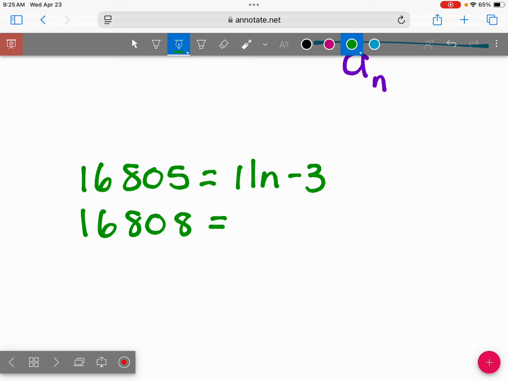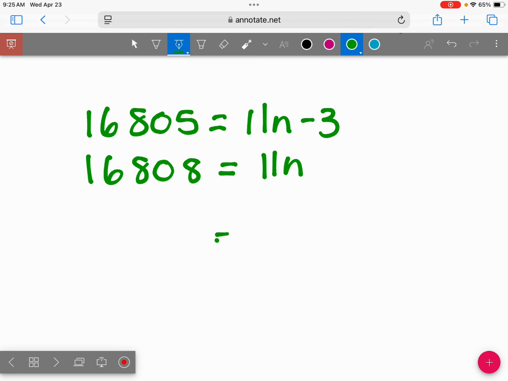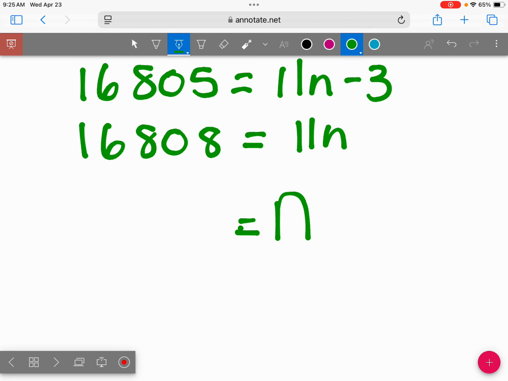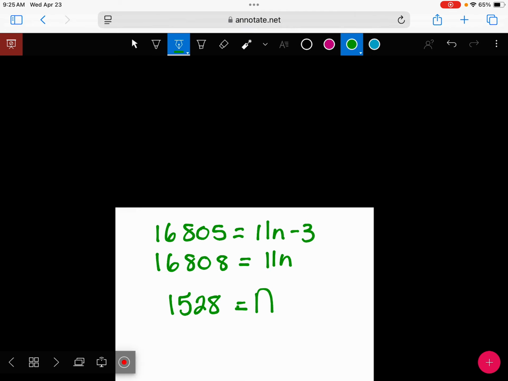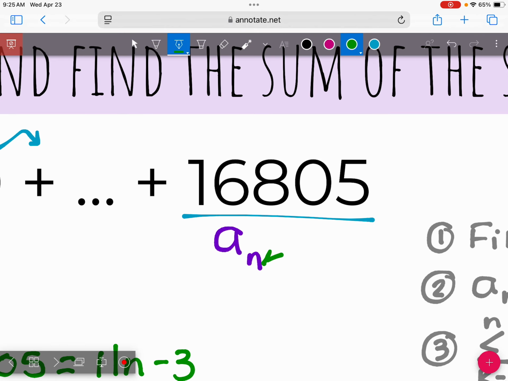16,808 equals 11n. Divide by 11. So our 16,805 is what number in the series? 1,528.